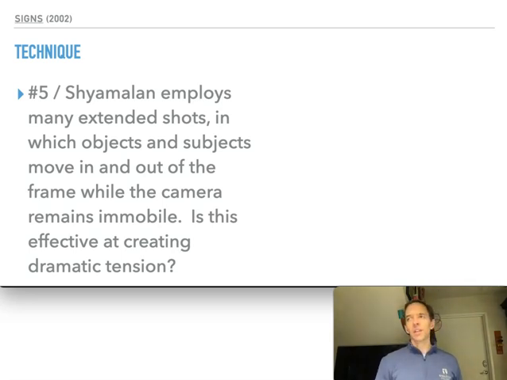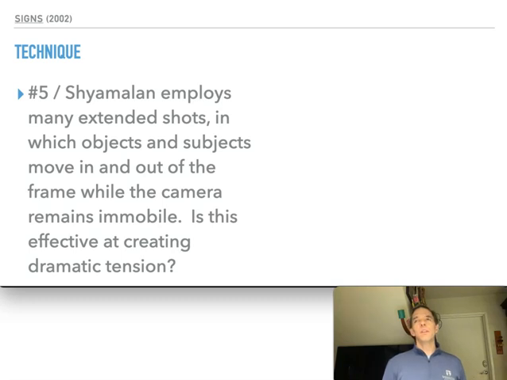Oftentimes today, particularly in action movies, what we do is we create energy by editing really quickly, shots that are only 1-2 seconds long, maybe 3 occasionally. So when you run across a film that has been really well choreographed for action, for fighting, it really stands out because so many people take the shortcut and just create energy by editing quick shots together really swiftly. This is not something that Shyamalan does much at all.